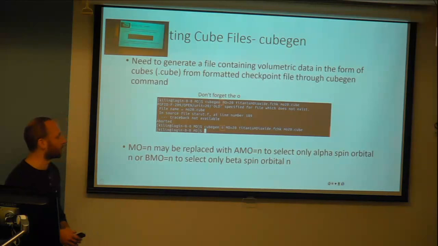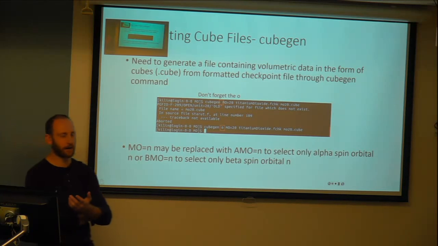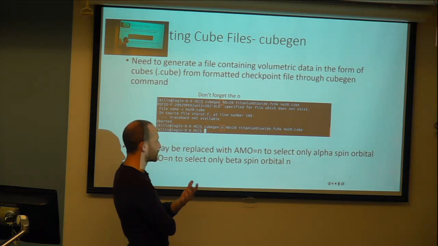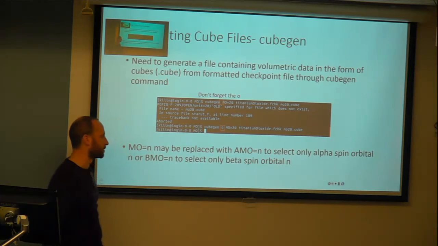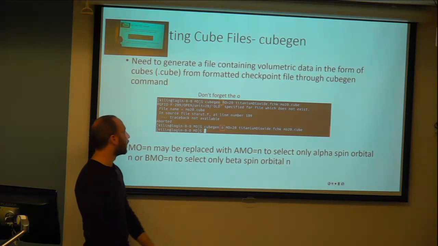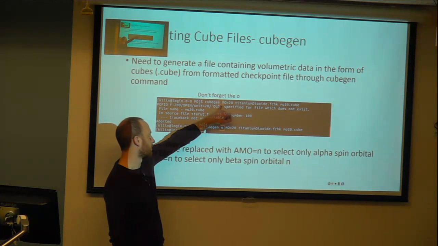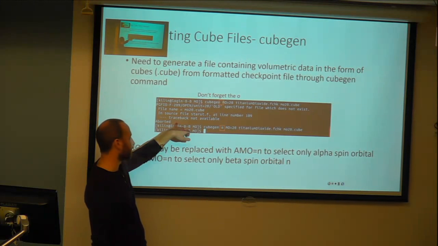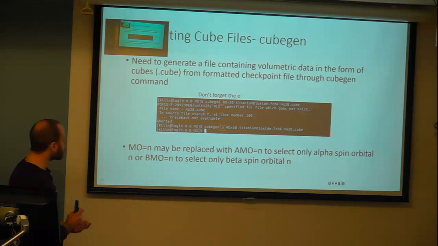Once you figure out which molecular orbital you want to plot, then you have to generate a cube file. The cube files just have the volumetric data stored in them, and from that you can actually plot your molecular orbital. So this is the command that you want to run here. Don't do what I did and forget an O, because then it will fail and abort. So make sure that you remember that.